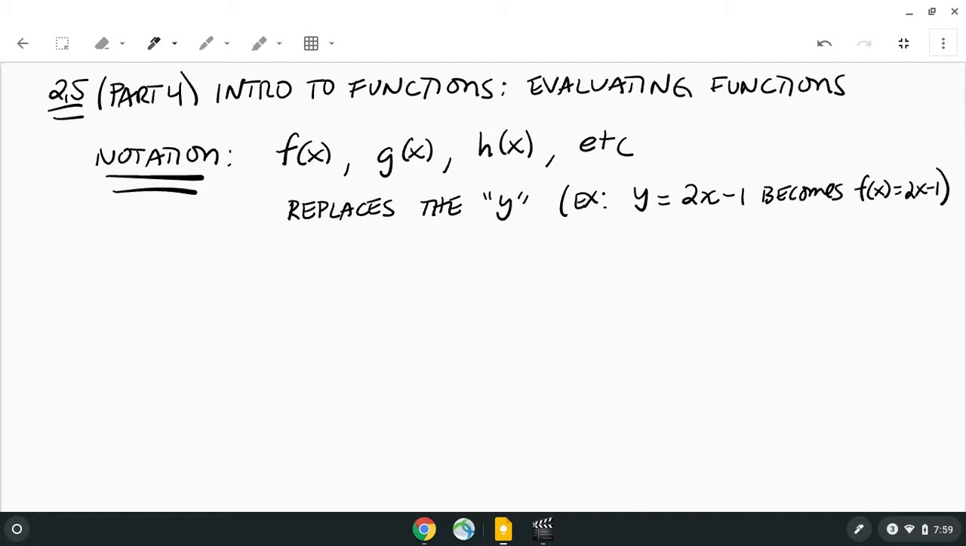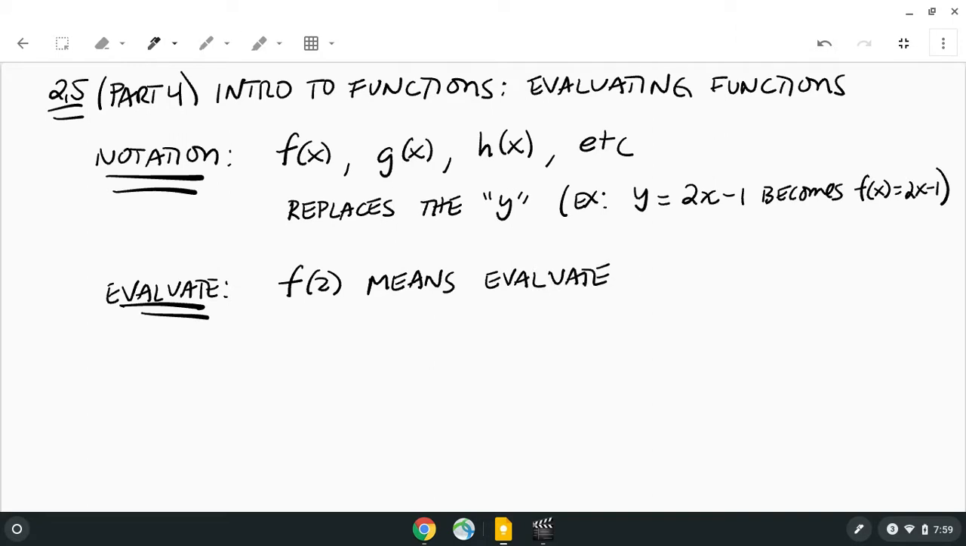All right. So when we evaluate a function, it'll look like this. When it's asking you to evaluate, you'll see something like this. Now, that does not mean multiplication. That does not mean f times 2. This means evaluate the function for x equals 2.